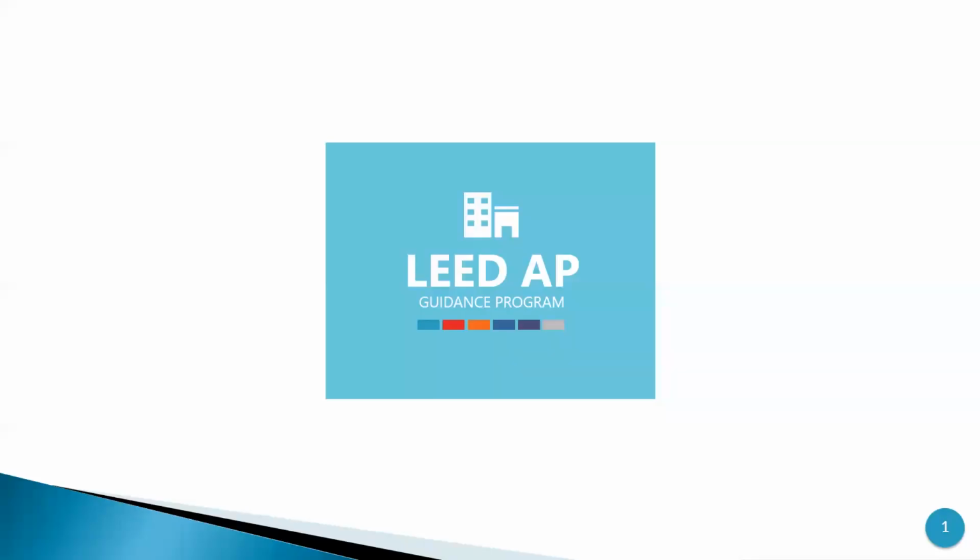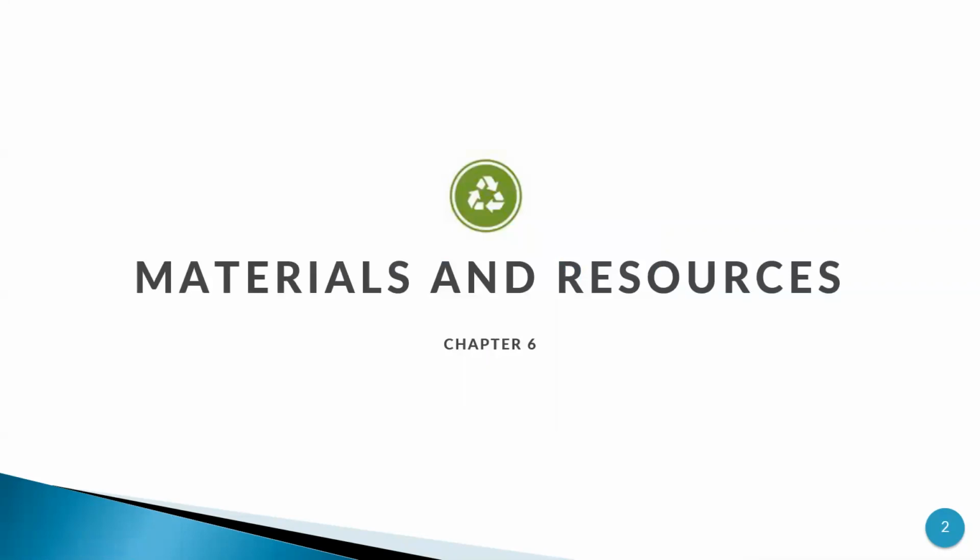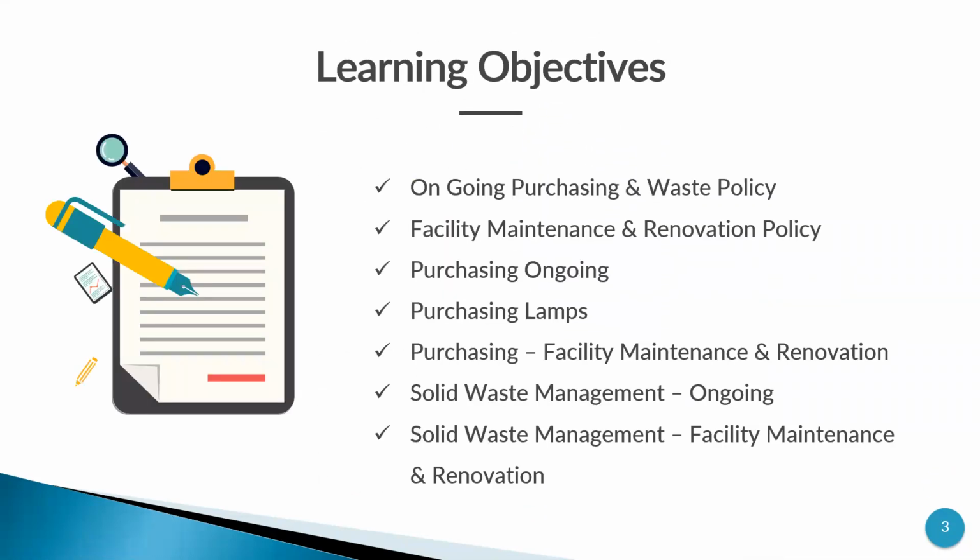Okay. So coming to materials and resources, chapter 6. In this, we'll be discussing ongoing purchasing and waste policy, and facility maintenance and renovation policy. Again, these come as prerequisites. Then comes the ongoing purchasing of lamps and purchasing for facility maintenance and renovation. These three you can consider as one set of purchasing credits.